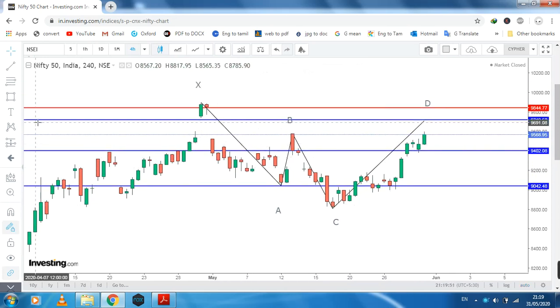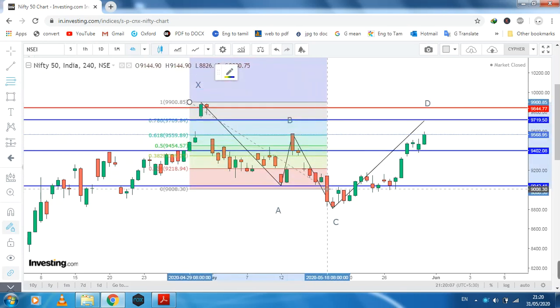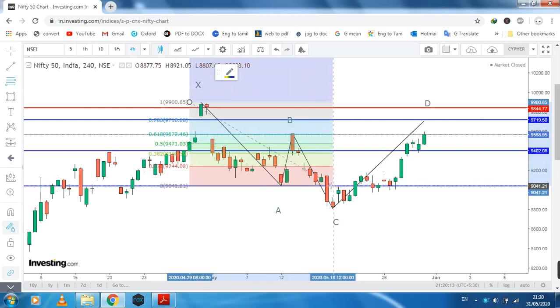Okay. First, you need to check AB. How to find this AB is the B level: you need to plot the Fibonacci retracement tool from X to A. So I plot this X to A. This part is this level.